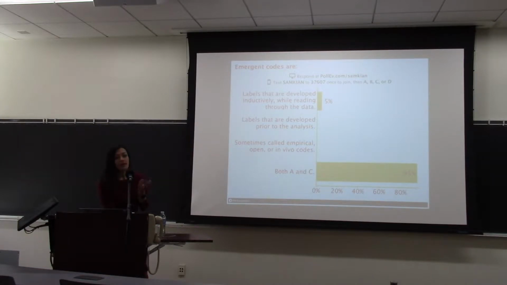But also, there's different names that we use. We methodologists like to, you know, confuse you by using all these different words for it. So sometimes you'll hear it being called empirical codes or open codes. Some people will call it in vivo. In vivo codes are a specific kind of emergent code that uses the actual words of participants as the code. So it's like verbatim phrases or words that the participants have used. So both A and C.